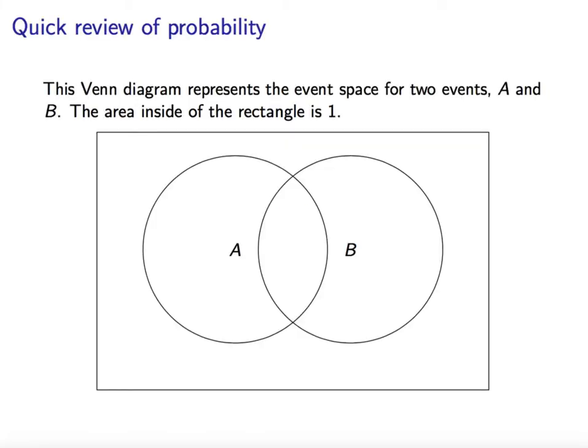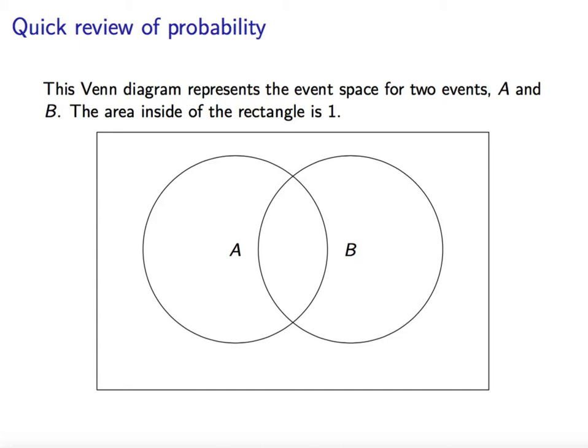So this Venn diagram represents the event space for two events, A and B. It covers every possible outcome. We can have A or B, or both A and B, or neither A nor B. So here's where we have A, here's the space where we would observe B, this is where we observe neither, and this is the intersection where we see both A and B.